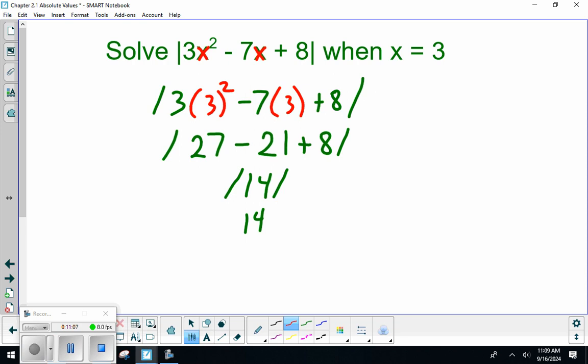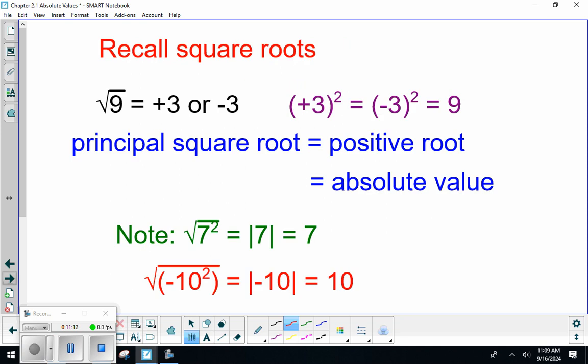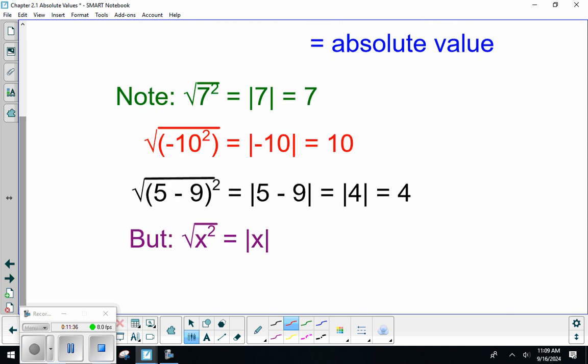Okay? Now, that's most of this lesson, but there's one last thing I want to talk about. Recall square roots. The square root of 9 is plus 3 or minus 3, because bracket plus 3 close bracket squared equals bracket minus 3 close bracket squared equals 9. Here, we usually talk about the principal square root, or the positive root, which is an absolute value. So, if you do this on your calculator, you notice the square root of 7 squared is the absolute value of 7, which is 7.